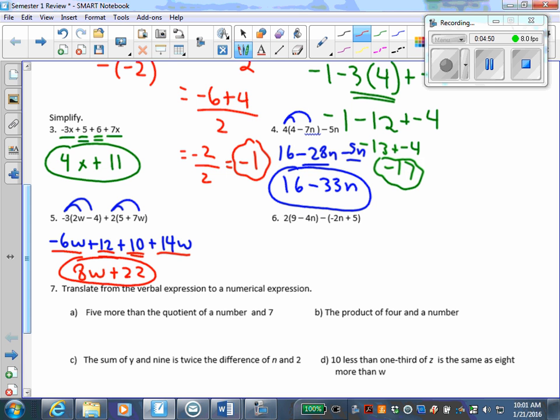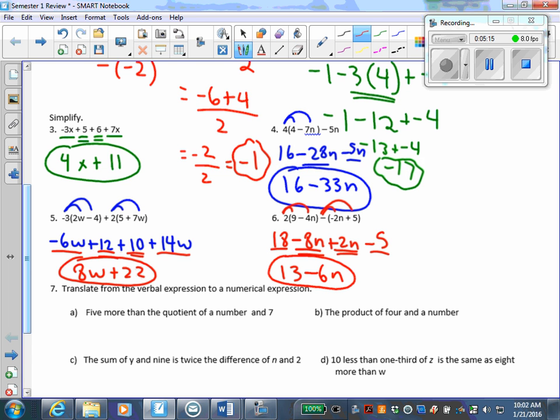Next one, distribute the 2. That's 18 minus 8n, that's going to be plus 2n minus 5. So I can do 18 minus 5 is 13, and then I have negative 8n plus 2n is minus 6n. I could have done it in the other order, negative 6n plus 13 would still be right.